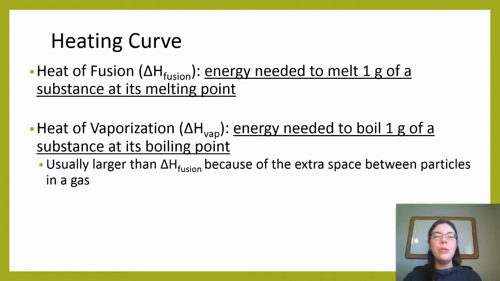So this also gives us two other definitions to know. One is the heat of fusion, which is shown as delta H subscript fusion. This is the energy needed to melt 1 gram of a substance at its melting point. So in the case of water, it is 0 degrees Celsius. So the sample's already at 0 degrees Celsius. It's just in the solid form. And now we're changing it into the liquid form. So how much energy does that take?